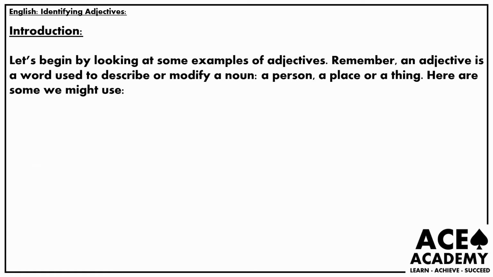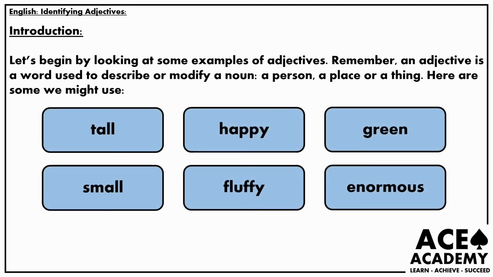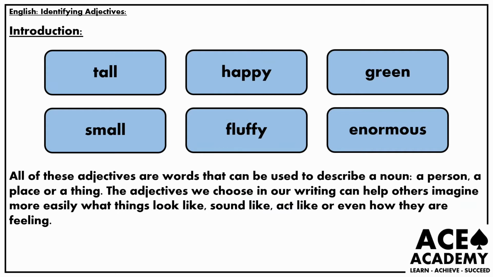Let's look at some examples of adjectives. Remember, an adjective is a word used to describe or modify a noun, that being a person, a place, or a thing. Here are some that we might use. I'll read them for you. Tall, happy, green, small, fluffy, enormous. All of these adjectives are words that can be used to describe a noun, that is, a person, a place, or a thing. The adjectives we choose in our writing can help others imagine more easily what things look like, sound like, act like, or even how they are feeling.